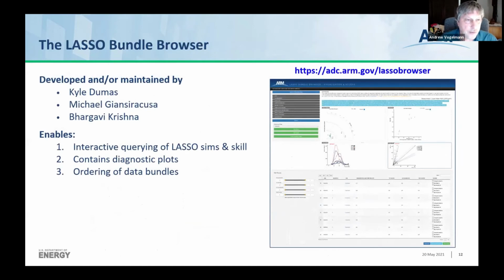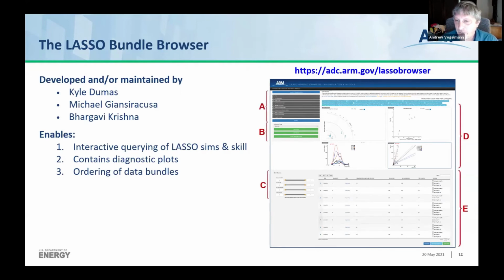So now my final section is going to address the LASSO bundle browser. It's available at the website given at the upper right-hand corner. What it does is it enables interactive querying of the LASSO simulations and skill scores. It contains the diagnostic plots, for quick reference to see what the behavior of things looks like. And then perhaps most importantly, it allows for ordering the data bundles.